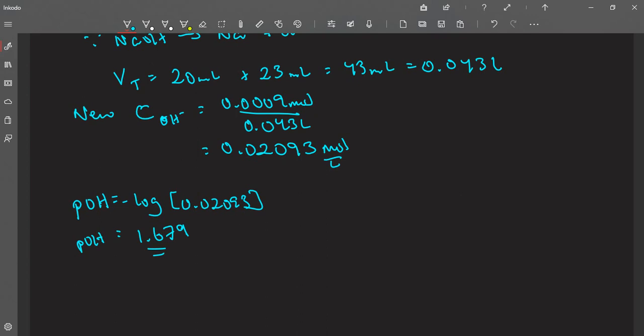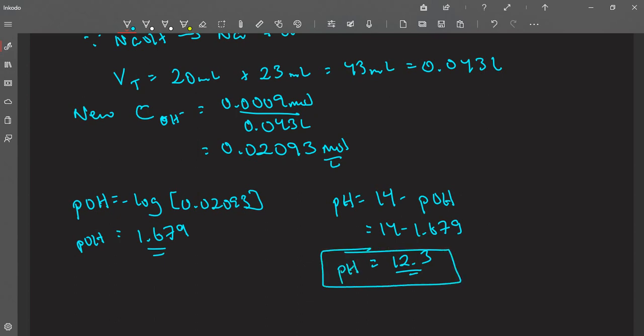Okay, so to find pH, we know it's 14 minus pOH. We know what pOH is, so we just plug that in, 14 minus 1.679, and we end up with a pH of 12.3. And we're done. That's our fourth and final point.